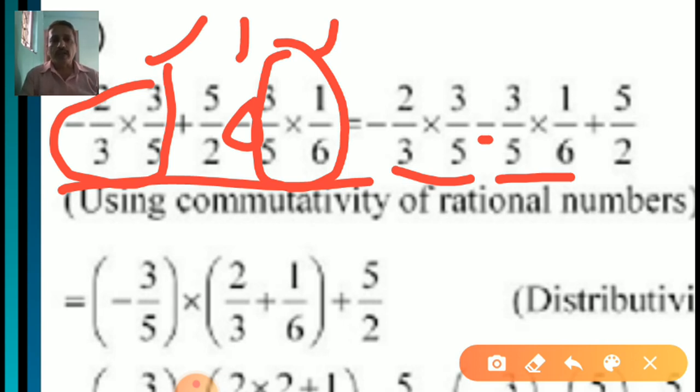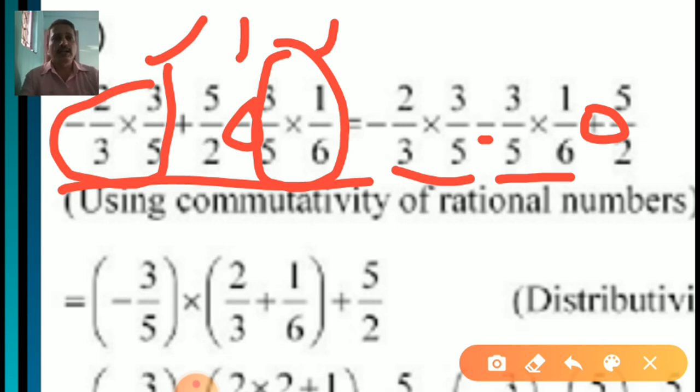Now the second term will be shifted to third position and take its sign also. Its sign is plus. We take this plus here and the number 5 upon 2. By which property did we do these things? Yes, that is the commutativity of rational numbers. Okay, student? Good. Now, the third step.